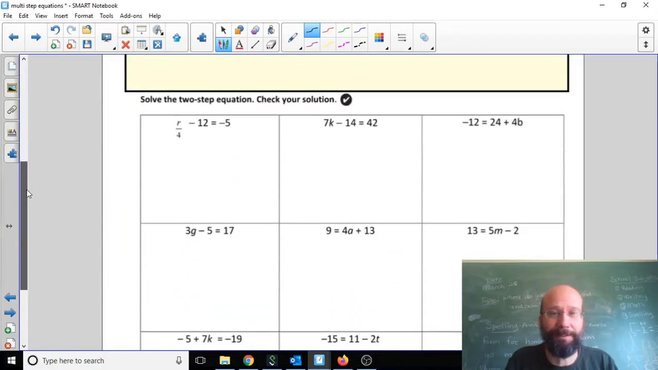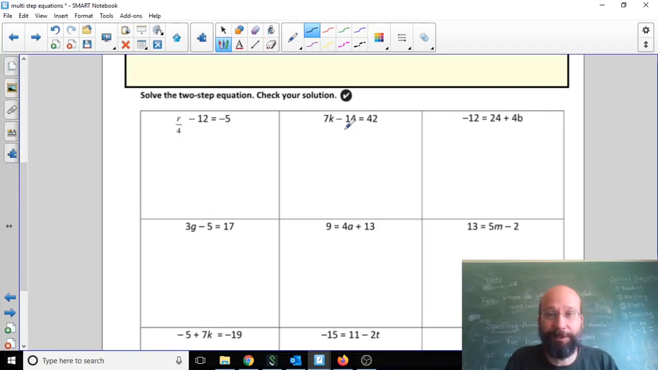For instance, if we go back to here, we have our multiplication and our subtraction, so we're going to do that subtraction first. The opposite of subtraction is addition, so we're going to add 14 to both sides. I know some of you learned to draw the line there at the equals mark, because what you do on one side, you have to do on the other side. So that's going to give us 7k over here, and it equals 42 plus 14, which is 56.